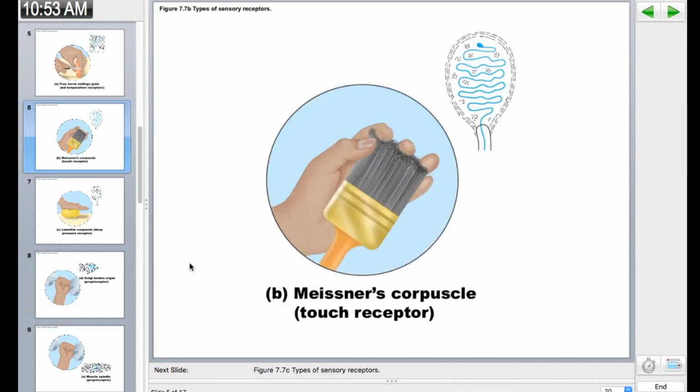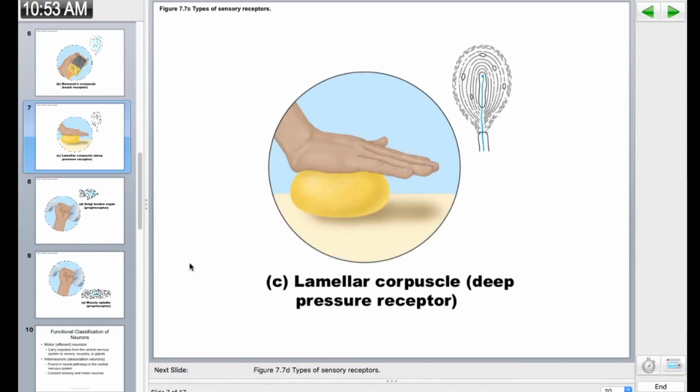You've got your Meissner's corpuscles, which are soft touch receptors. These are the receptors that are going to tell you if there's a feather or a fly lightly landing on your skin. And then you've got your lamellar corpuscle, which is your deep pressure. That's going to tell you if somebody's stepping on your foot. That is the deep sensation to say, okay, there's a little bit more pressure here than that feather touching me.